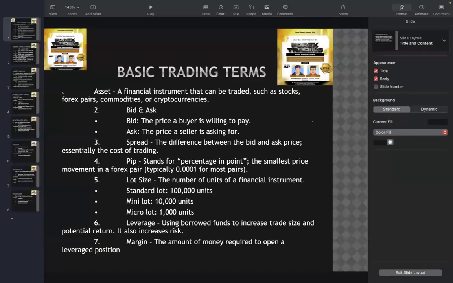So moving on, margin. Margin is the amount of money required to open a trade. I think you don't really need that, but if you feel you need it, just come back to this PDF to read about it, but you barely need it.